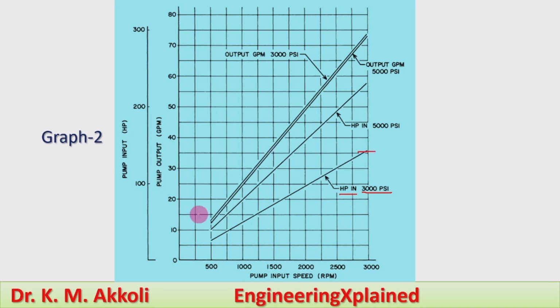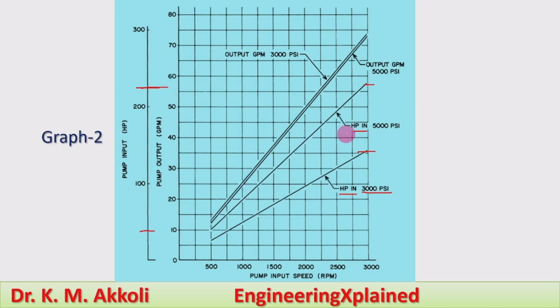And again, for the 5000 psi, the lower value of the HP input will be around 40, and the maximum value will be more than 55, reaching more than 200. We are going to get a pump input power of more than 200.